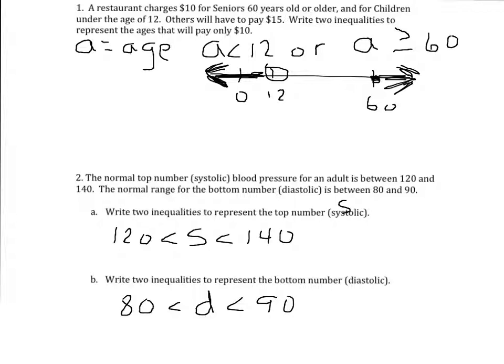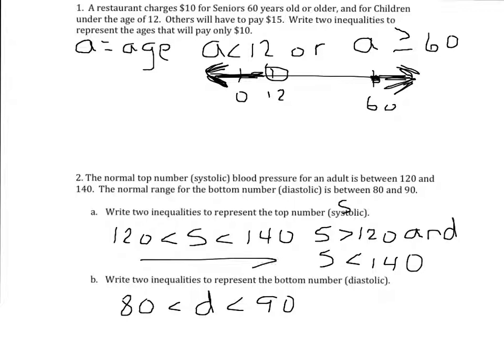a statement about that? Well, that means that S would be greater than 120 and also S would be less than 140. And if you drew that on a number line, that's actually an intersection between those two. So between 120 and 140, it's going to be open circles because there's no equal sign on the inequality symbols, but it's the intersection between those that's going to be an "and" statement.